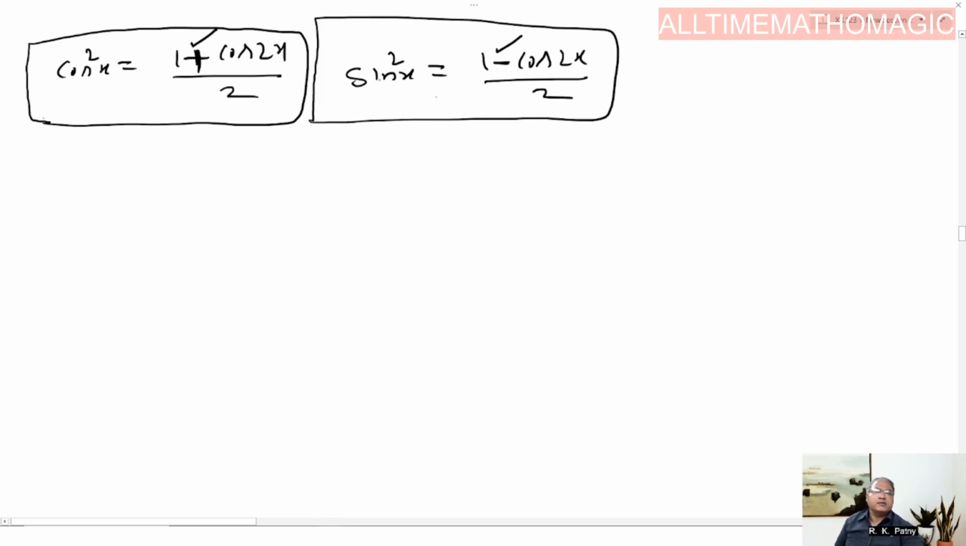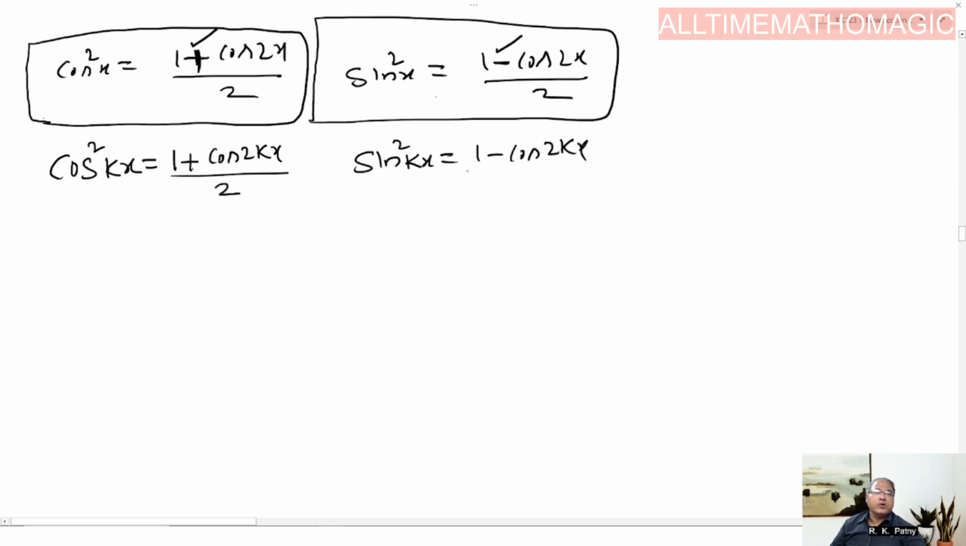Here are cos square x and sin square x, but always there is no plain cos square x. Cos square will come with some number like kx. What is k? K is any number. So cos square kx can be written as 1 plus cos 2kx upon 2. The formula gets converted like this: cos square kx equals 1 plus cos 2kx upon 2. Similarly, sin square kx can be written as 1 minus cos 2kx upon 2.